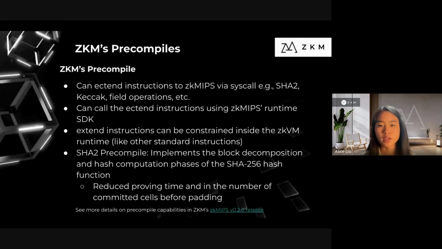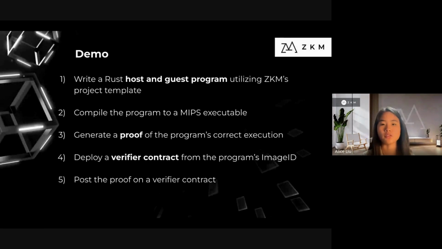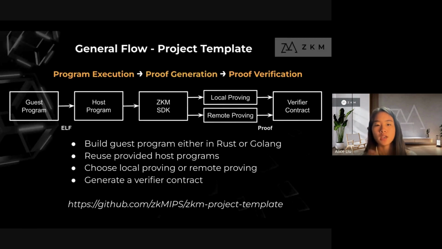Now for the demo itself, what we'll do is utilize zk's project template, which includes a sample host and guest program that proves the values of a generated Fibonacci sequence are correct. We'll go ahead and compile that program, generate a proof for it, deploy a verifier contract, and then post the proof on that contract. This is the general flow of the project template.